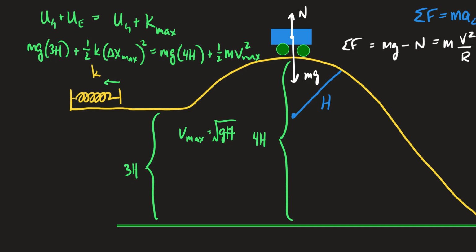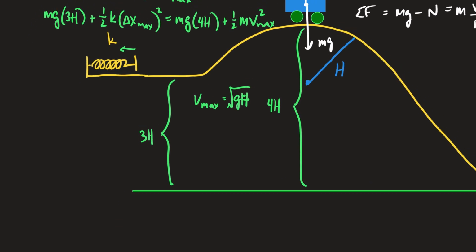I'm going to substitute and do arithmetic for you. So let's see, I bring my mg3h over and I get 1/2 k delta x max squared equals mgh plus 1/2 m v max squared, and v max squared is just gh. I substituted it in and placed it here. Everybody okay? Everybody see what I did?